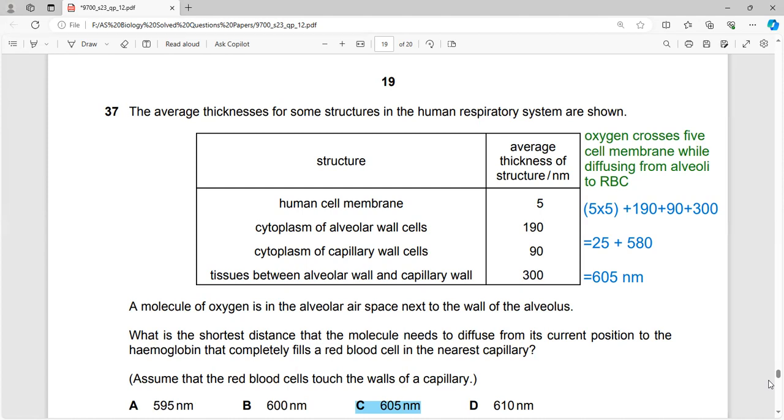So we're going to add all the distances given there. We multiply 5 by 5, because the cell membrane will be crossed 5 times, plus 190, that's the alveolar cytoplasm, plus 90, this is our capillary cytoplasm, plus 300, this is the tissue between the alveolar wall and the capillary. So the overall distance will become 605 nanometers. This type of calculation is simple, we just need to work out how many cell membranes are in between. So here, C is our correct answer.